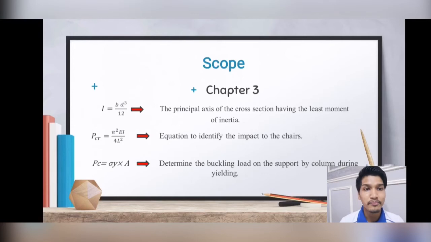Next, we have Pcr equals pi squared EI over 4L to the power of 2. We use this equation to identify the impact on the chair. And last, we have Pc equals lambda y times E. This formula we use to determine the buckling load on the column support during yielding.